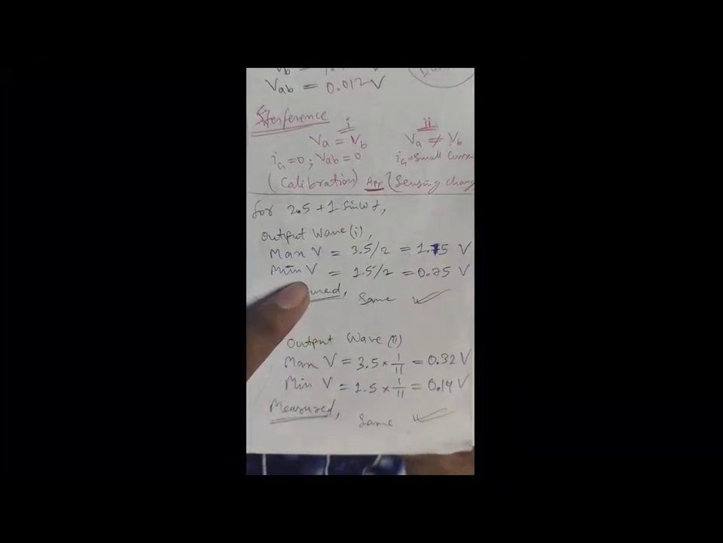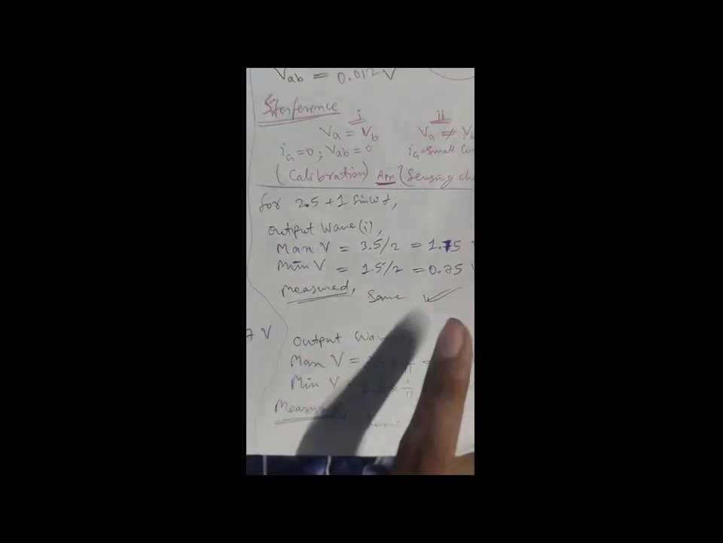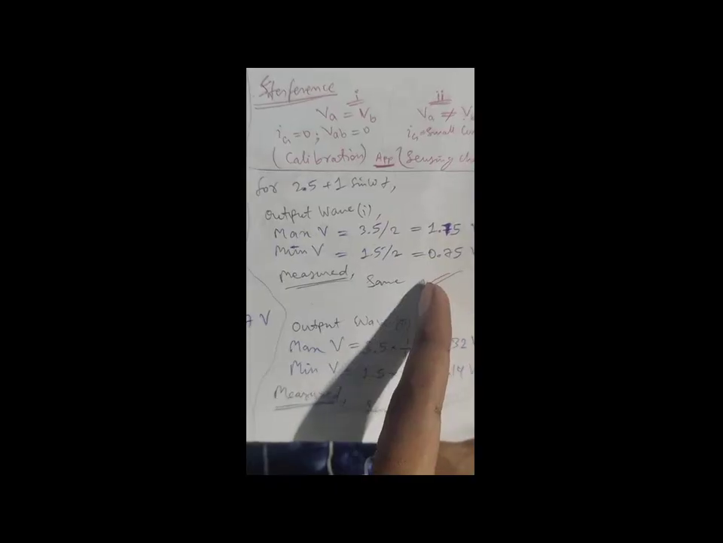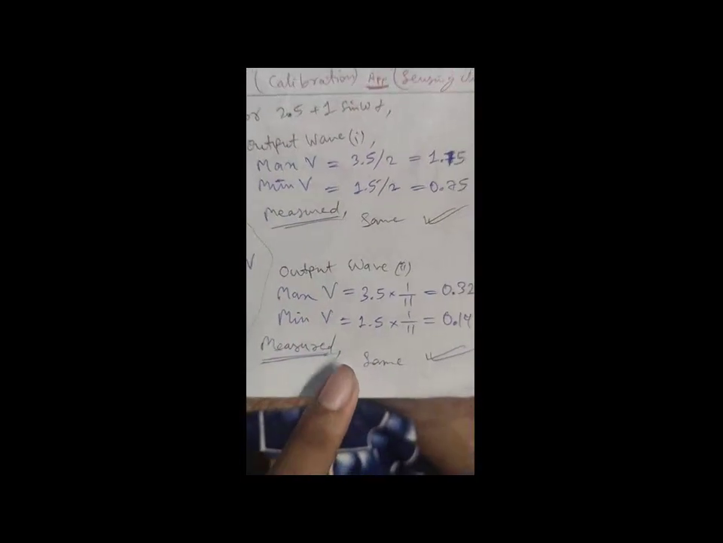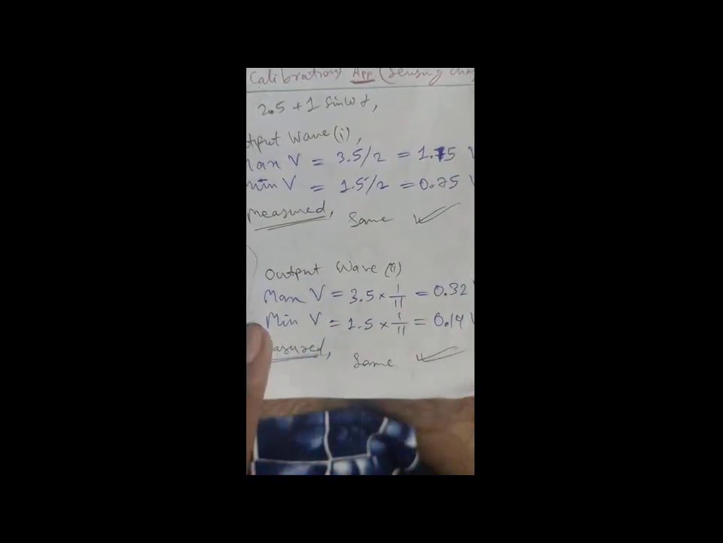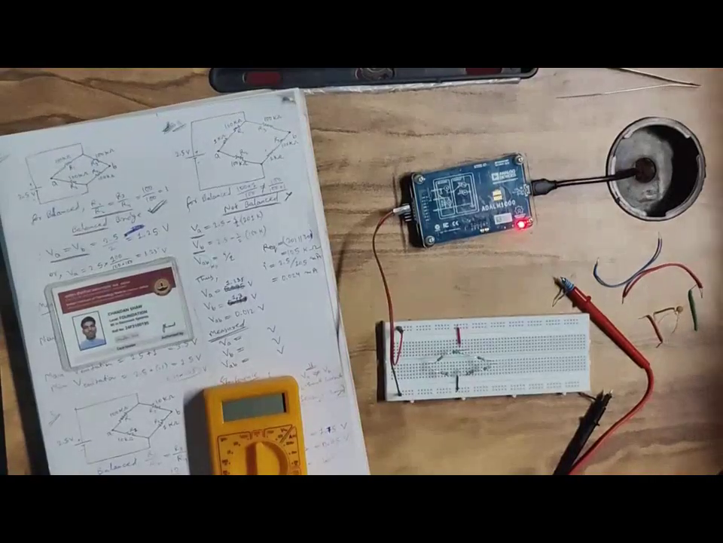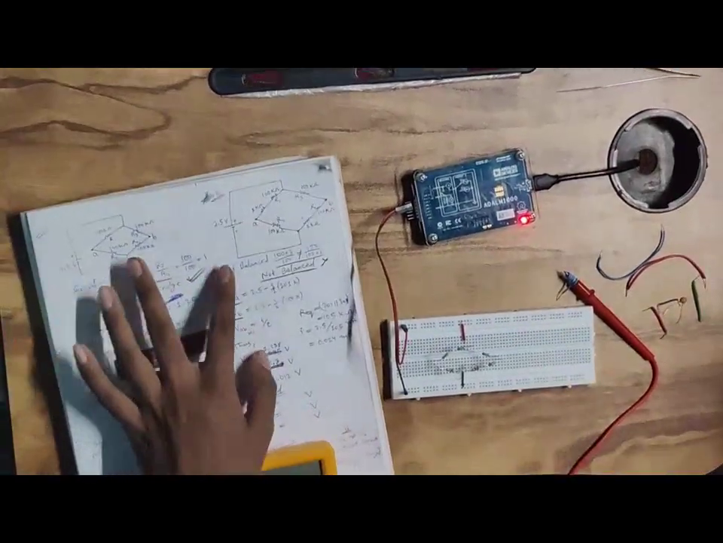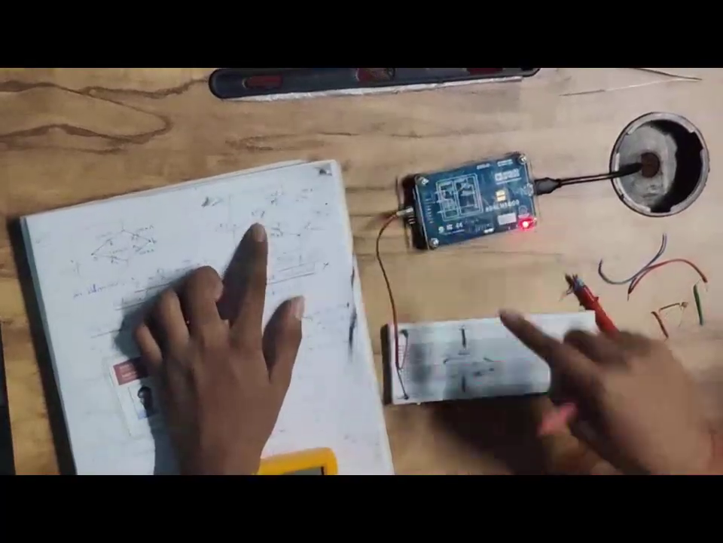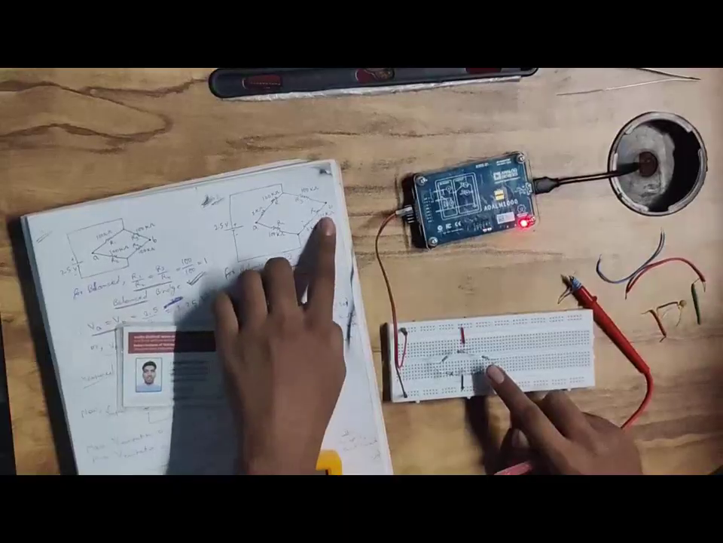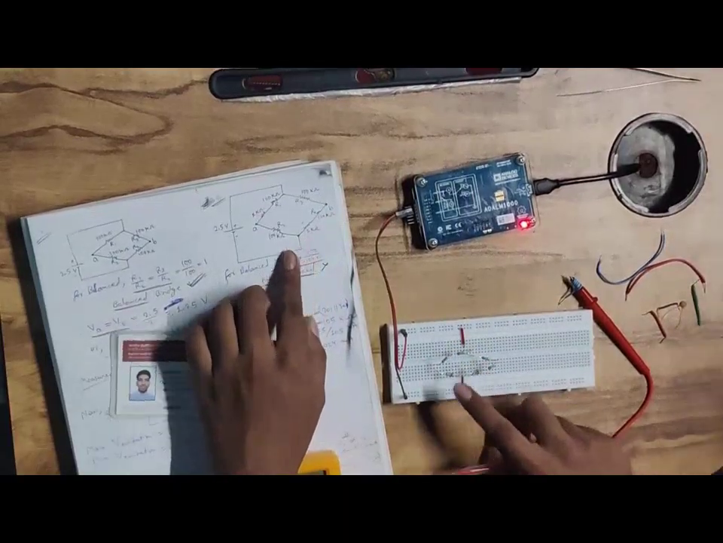Here is the calculated output wave, maximum voltage and minimum voltage of the first Wheatstone bridge, that is the balanced 100 with 100 only. And this is the second calculation of maximum and minimum voltage of the second circuit, which contains 10, 100 and 1 kilo ohm. Now we are moving to the second unbalanced Wheatstone bridge. Now it is 101 kilo ohms, 1 and 100 kilo ohms, and here are 200 kilo ohms resistance.